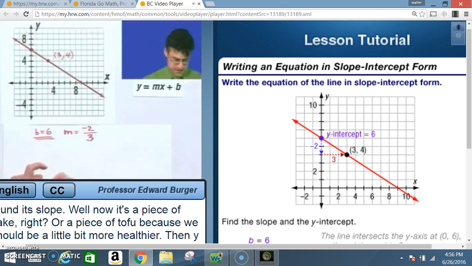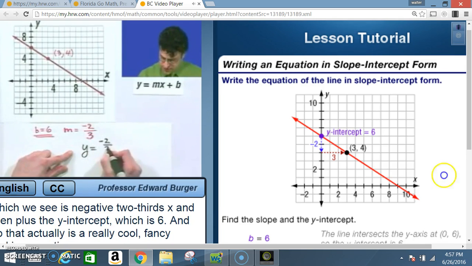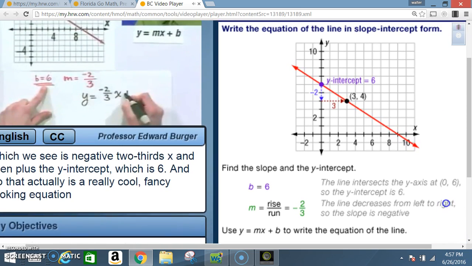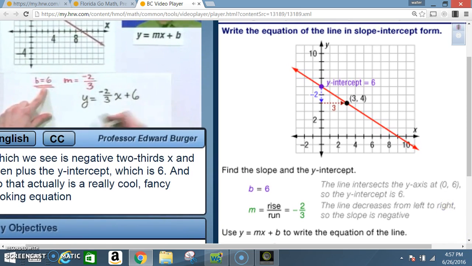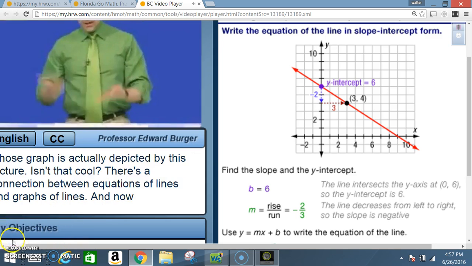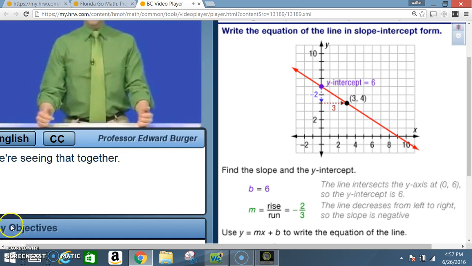Well, now it's a piece of cake, right? Or a piece of tofu, because we should be a little bit healthier. Then y equals the slope, negative 2/3 x, plus the y-intercept, which is 6. That is a really cool, fancy-looking equation whose graph is depicted by this picture. Isn't that cool? There's a connection between equations of lines and graphs of lines, and now we're seeing that together.